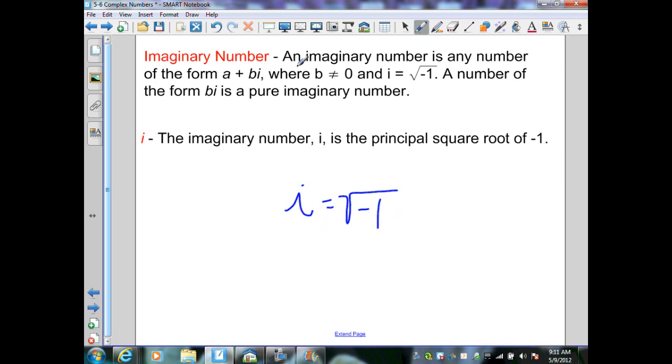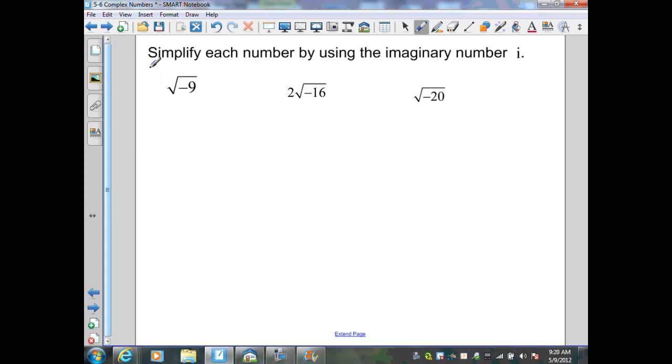An imaginary number is a number in the form a plus bi, where b can't equal 0. If b was 0, my imaginary part would drop out, and I'd be left with my real part, a constant. i, as stated below, is the square root of -1. A number with the form of bi is a pure imaginary number. That's why if this was 0, that would drop out, and I'd be left with a real number.